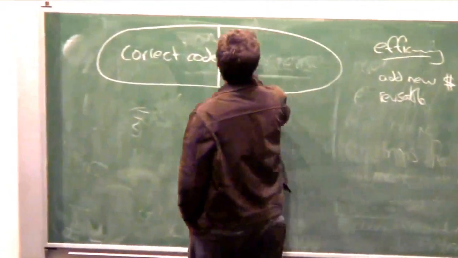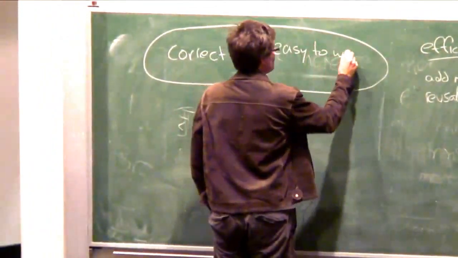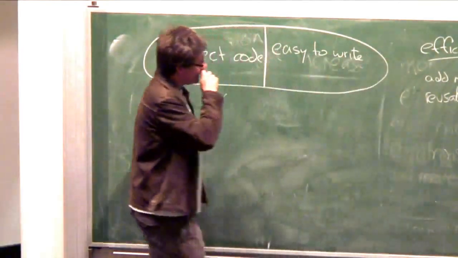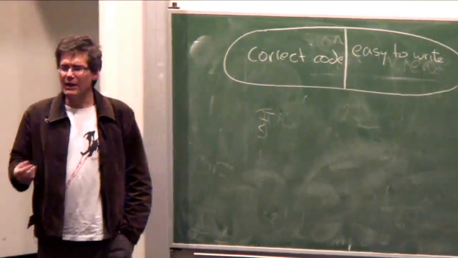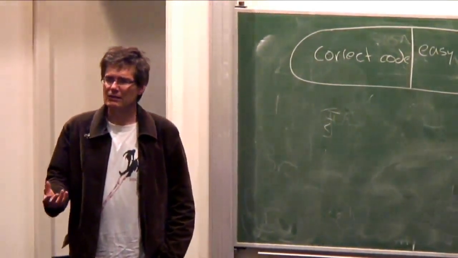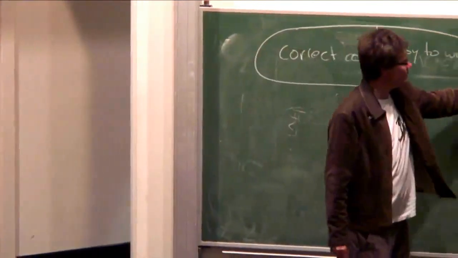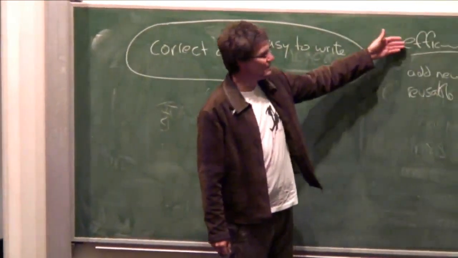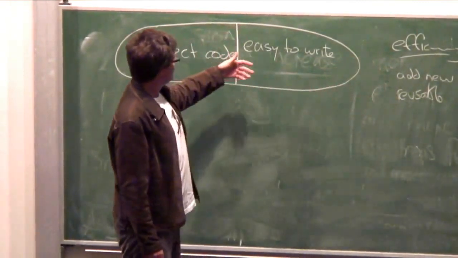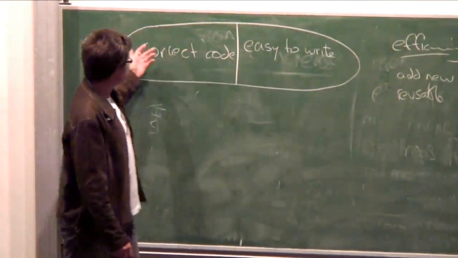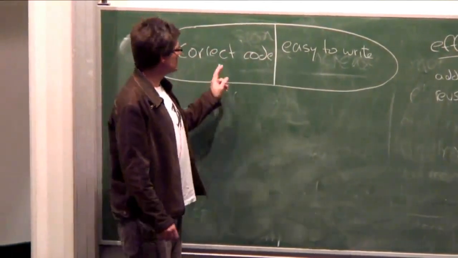I reckon we want it to be easy to write. Because if it's easy to write, we can write it quickly. And it'll save the money, and we can put more features in for a given amount of time, and we might have spare time to do efficiency. And if it's not easy to write, there's some sort of link across here, isn't there? If it's more complex, I guess it's more likely to be incorrect as well.